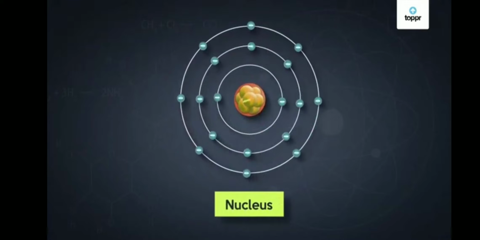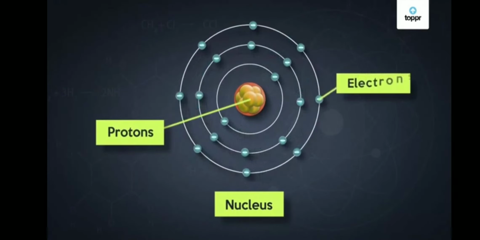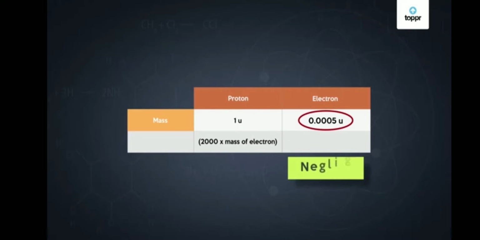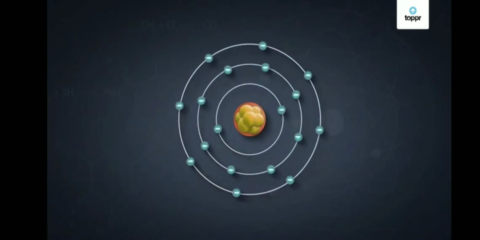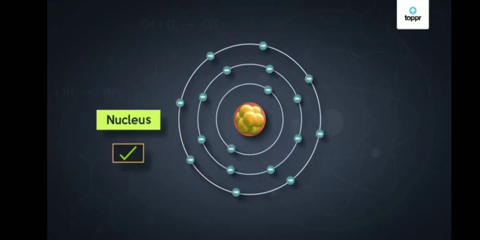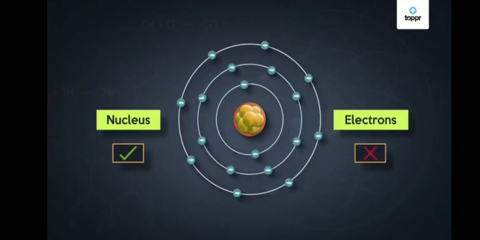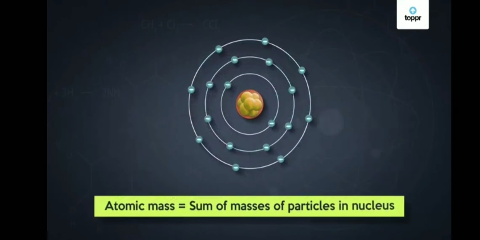Let's see how protons differ from electrons now. The mass of a proton is almost 1 U and it is almost 2000 times that of an electron. Comparing the two, we can say that the mass of an electron is negligible. Therefore, the mass of an atom is mostly contributed by the nucleus and not the electrons. So we can simply find atomic mass by adding the masses of all the particles inside the nucleus, right?